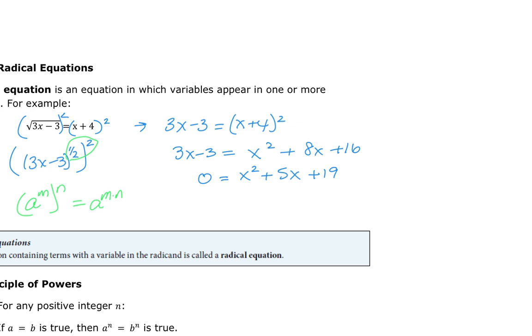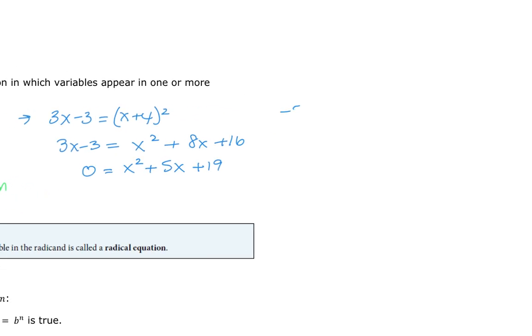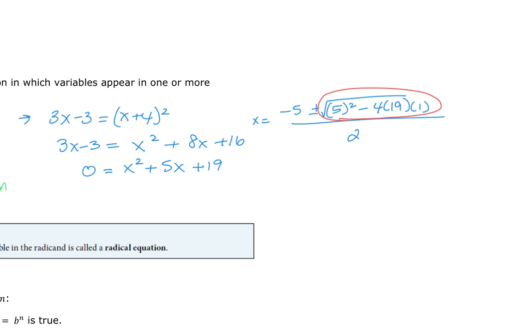And now what I'm going to do is throw this into the quadratic formula. And so in the quadratic formula, I'm going to have negative b, so -5. So x is equal to -5 plus or minus the square root of b squared, so 5 squared minus 4 multiplied by 19 multiplied by 1, all over 2. Now this is the discriminant, and in this case I have 25 minus 4 multiplied by 19. This is less than 0. So that tells me that my numbers will be complex.